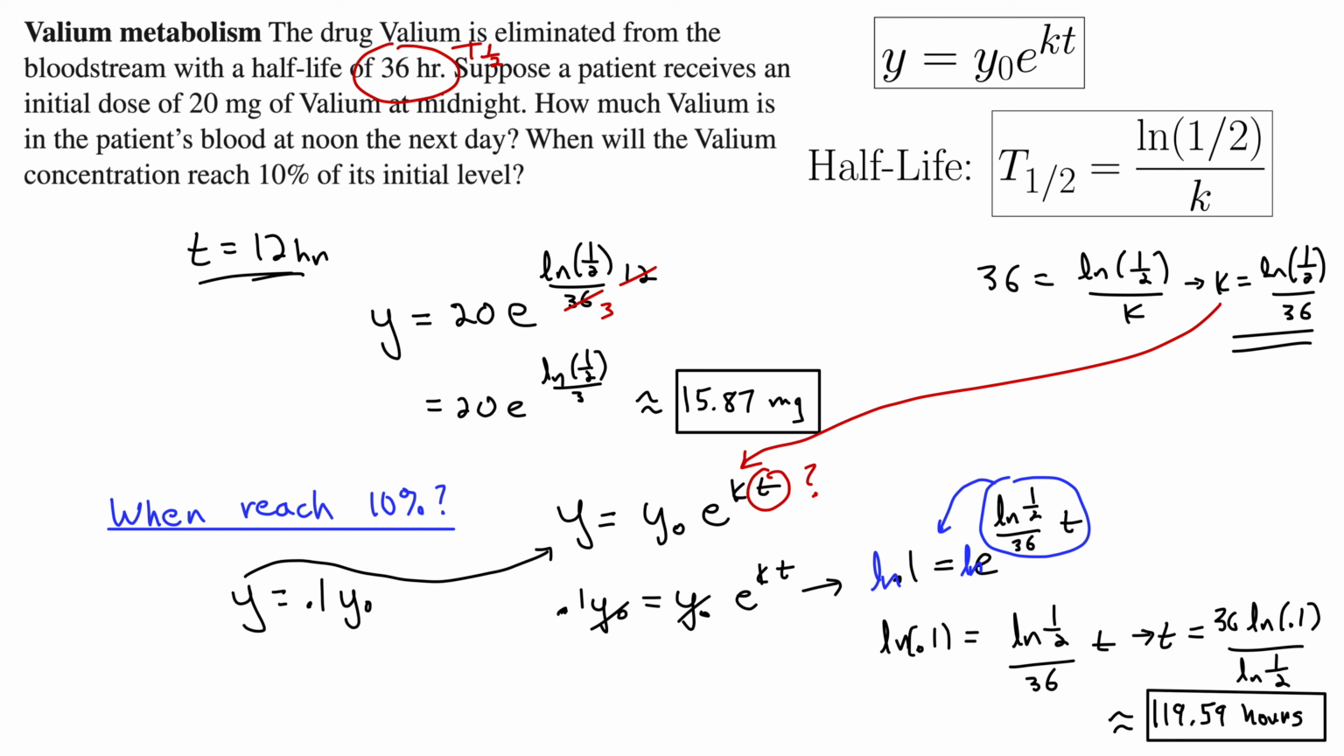So we can see that Valium is a very long-acting drug. And these are things they need to consider in the medical community. In some situations, you might want to give a patient a very long-acting drug. In other situations, the patient may need a very short-acting drug.